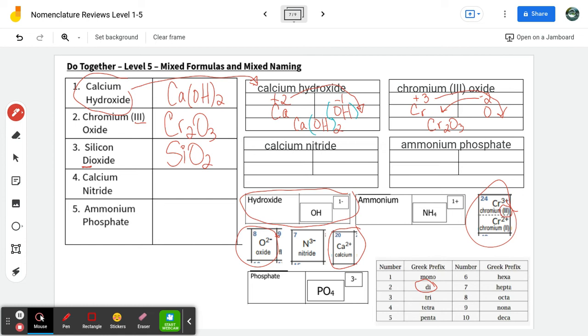Calcium nitride. We're going to use calcium again, Ca plus 2. So we got Ca plus 2, N minus 3. Just a regular crossover both numbers, Ca3N2. And then ammonium phosphate, both polyatomic.